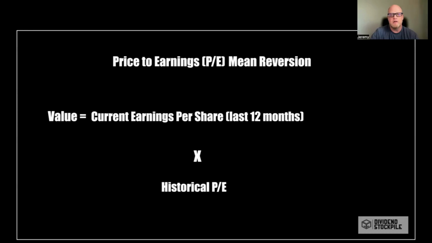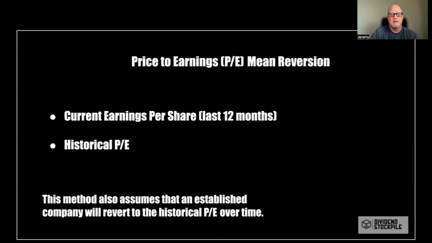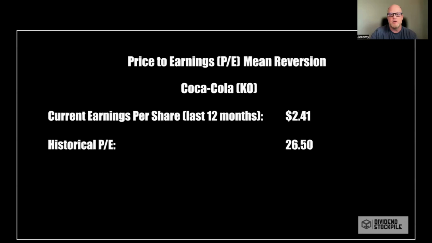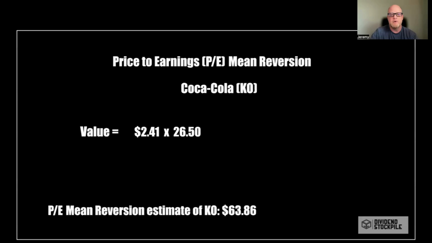And rounding it up, we have our price to earnings or PE mean reversion. So again, this one in particular is saying that a stable, well-established company will revert to its historical averages over time. It might take some time to get there, but generally speaking, it always reverts. The calculation on this one is very easy. You take the current earnings per share over the last 12 months and multiply by the historical price to earnings. Pretty simple. These are the inputs that you will need, and you can get that on any financial site. Putting it in for Coca-Cola, we have $2.41 in current earnings and a historical PE of 26.5. Calculating that all together, it comes out to a PE mean reversion estimate for Coca-Cola of $63.86.